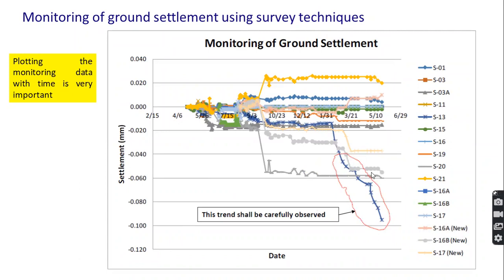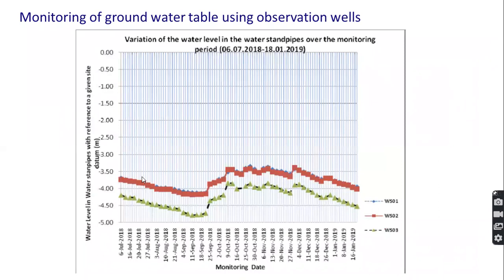And this is the groundwater level variation with time. There can be seasonal variation also, so it's better to have some reference reading somewhere outside the excavation and compare the readings in your observation wells with the reference. So then we can clearly identify the seasonal variations and the water table variations due to drawdown.